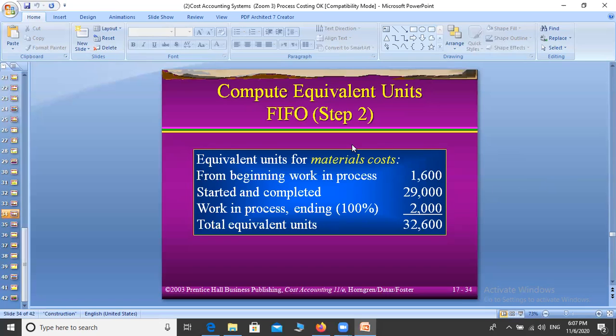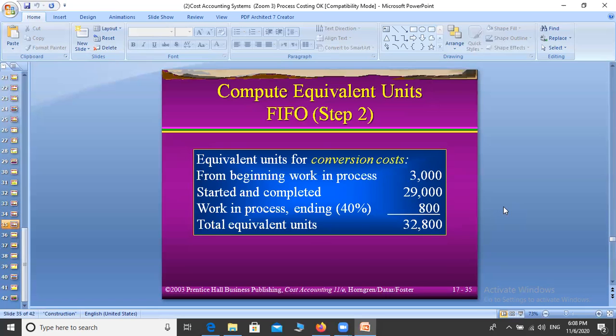Regarding material cost, from beginning work in process 1,600, started and completed 29,000. You know why 1,600? Because it is completed 60%. That's why we consider the 40% out of 4,000, which is 1,600. Then the 29,000 of this period, and work in process at end 100%, 2,000, gives 32,600.